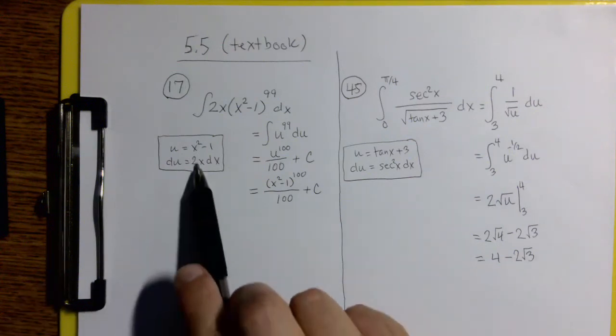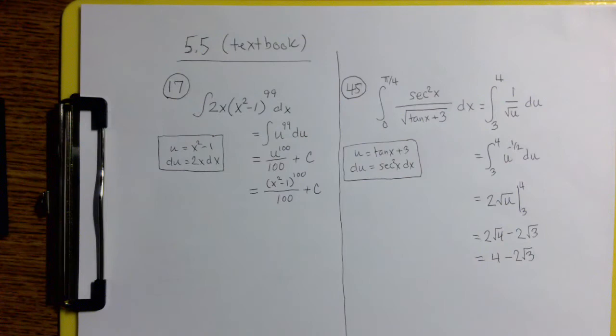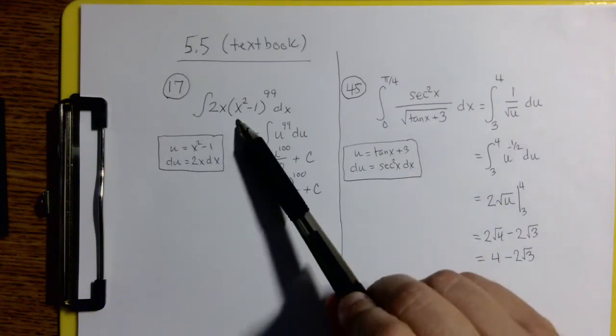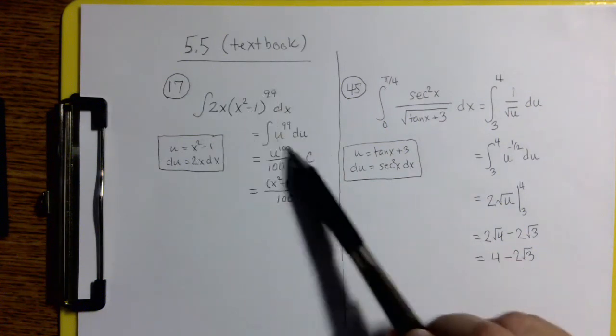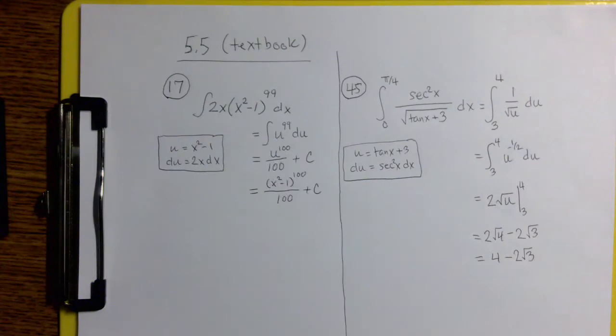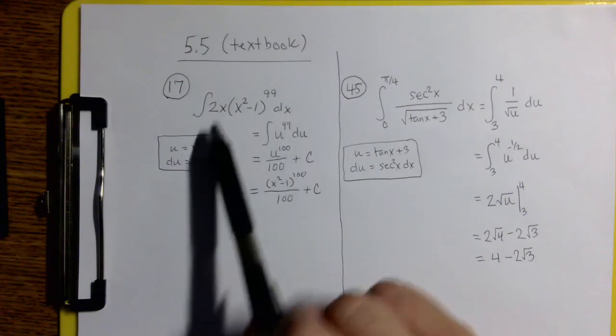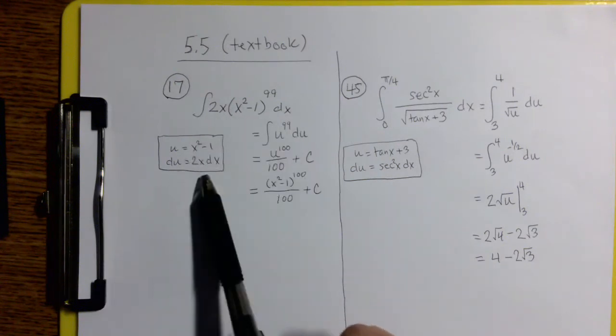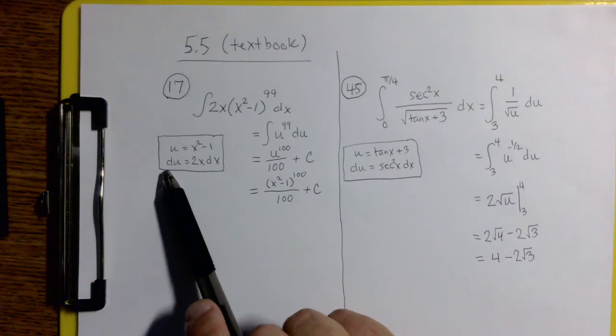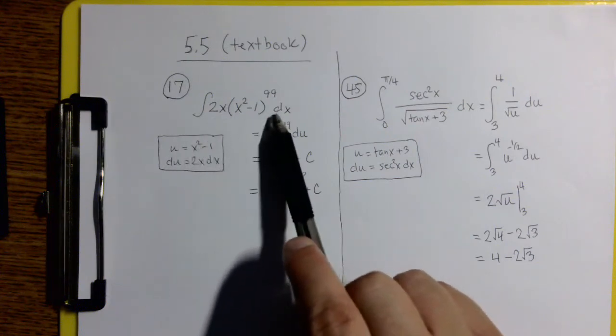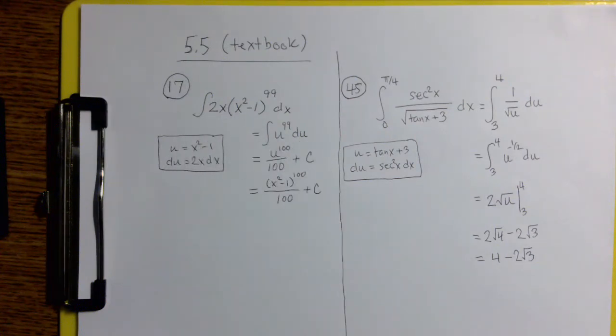And what that's going to allow us to do is to replace the original integral with a new one that only involves our new variable u. So this x squared minus 1 to the 99th becomes u to the 99th. But we also have to be mindful of everything else that we started with, the 2x dx. And it just happens to work out here that du is 2x dx. So the 2x dx becomes our du. Okay, so this happened to work out pretty nicely.